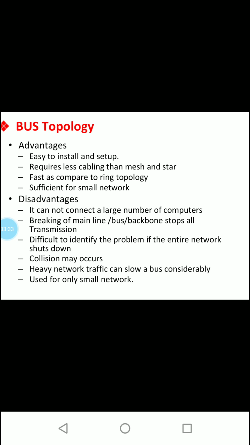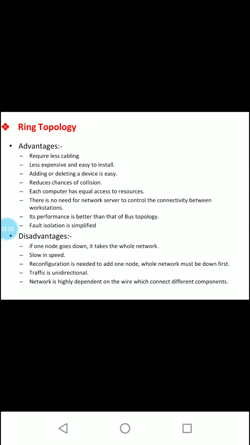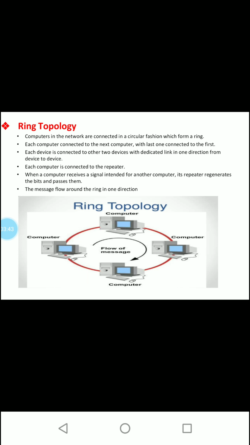Next is ring topology. In the ring topology the computers in the network are connected in a circular fashion, which is displayed just like a ring. In ring topology, each computer is connected to the next computer with the last one connected to the first, or we can say that each device is connected to another device with a dedicated link in one direction from device to device.